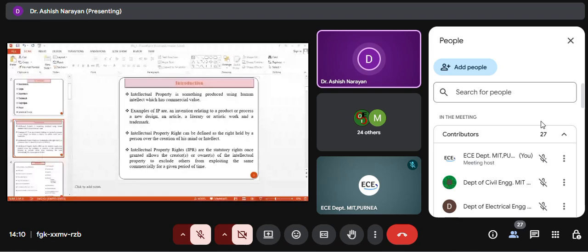So in intellectual property right, we have to do the patent of your product. You have to do the trade secret of the product, copyright also, trademark and design also. Design I have already told, that if you develop any design, you can also do a design patent.